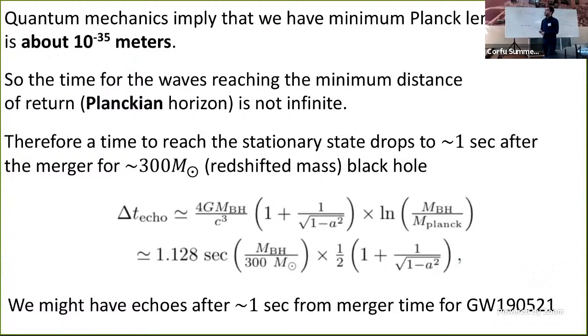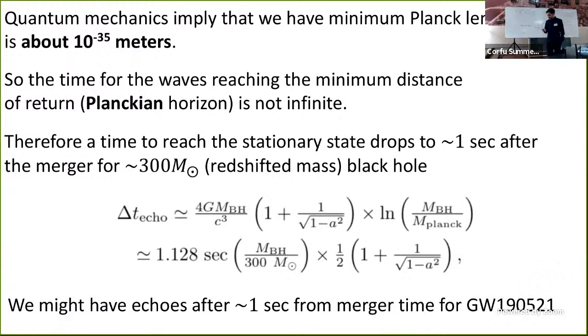Quantum mechanics implies that we have a minimum Planck length, which is 10 to the power minus 35 meters. So for the waves that reach the horizon, this minimum distance is not zero, and this time interval is not infinite, so it's a finite time. As I said, for a 300 solar mass black hole it is around 1 second. So we might have echoes at 1 second from the merger time for GW190521, which is the most massive binary black hole merger event observed to date.